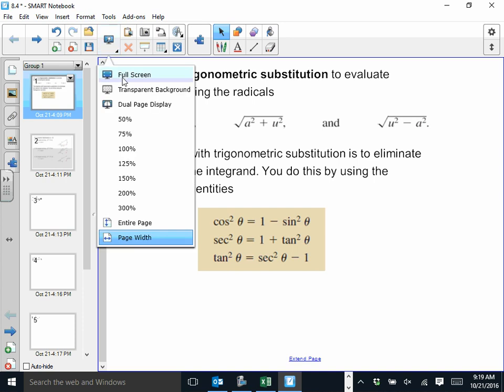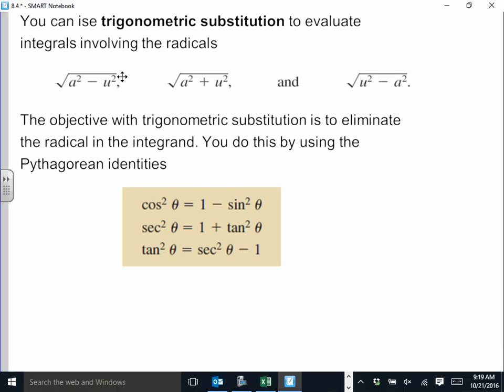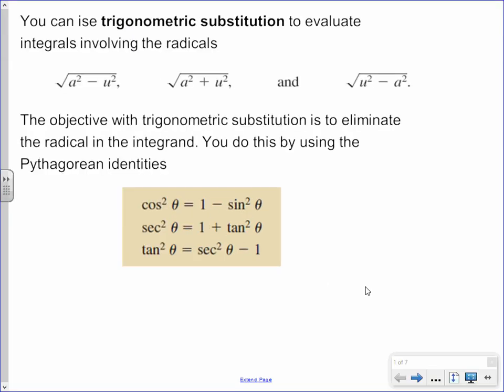Okay, so we are talking about trig substitution. Instead of u substitution, we can use trig substitution.